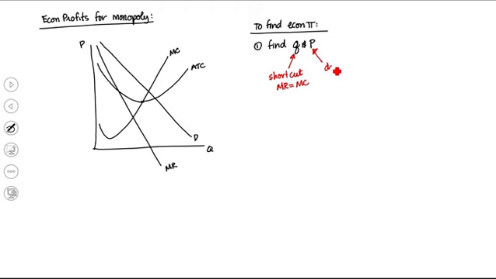Go to the demand curve. Good. So read it off the demand curve. Okay? All right, so everyone quickly find quantity and price. Find quantity, find price.